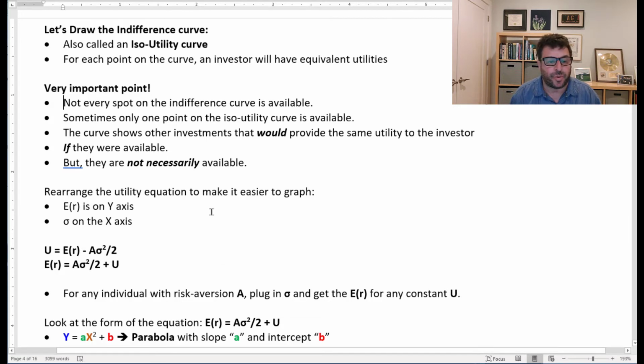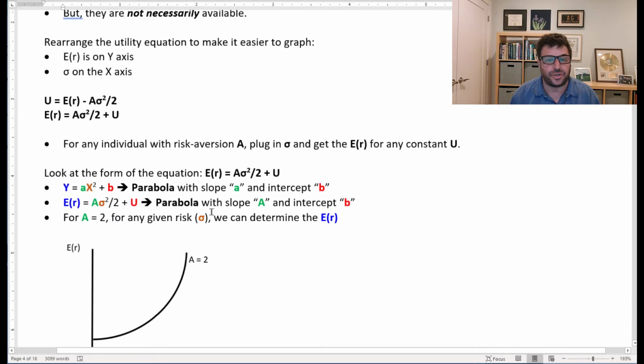So what we want to do is rearrange the utility equation to make it easier to graph. Since expected return is on the y-axis of our graph and standard deviation, or sigma, is on the x-axis, we'll rearrange this utility function into this form. We'll bring expected return over here, we'll bring utility over here. And what we have is that the expected return is equal to A, the risk aversion parameter, times the risk squared divided by 2, plus U.